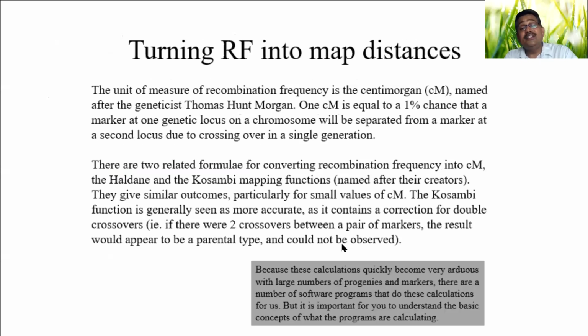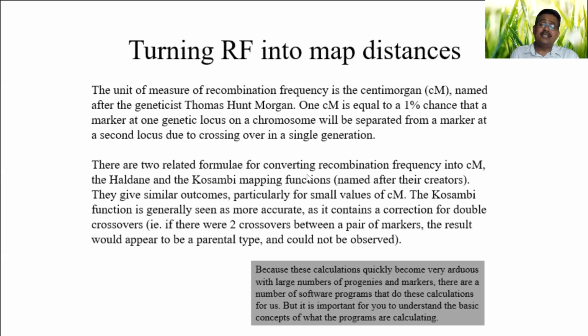That's why the distance is named after T.H. Morgan, who worked on classical genetics in Drosophila. When they designated the term for map distance, they gave it the name centimorgan. So the percentage of recombination is almost equal to the centimorgan distance.